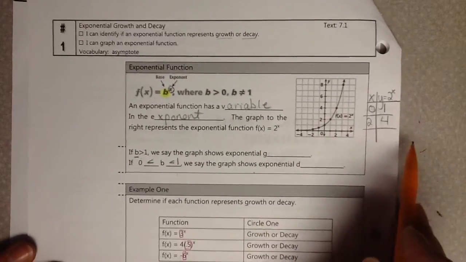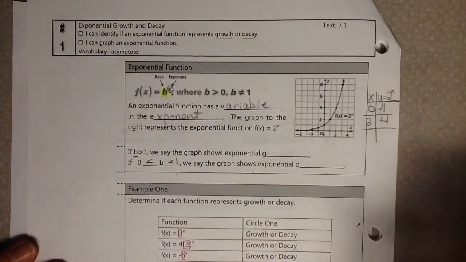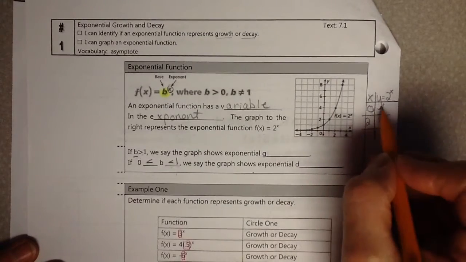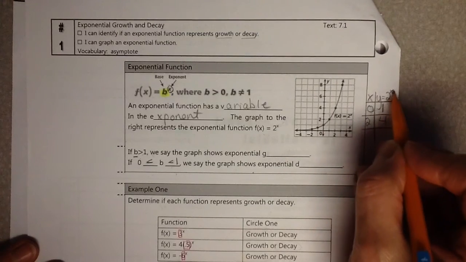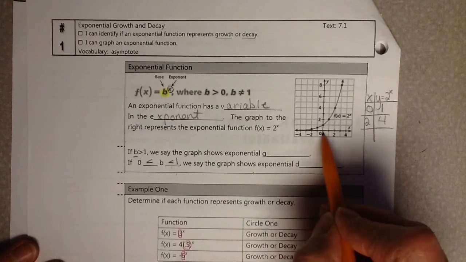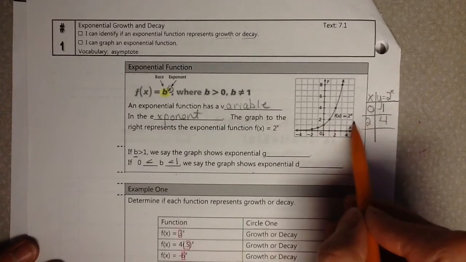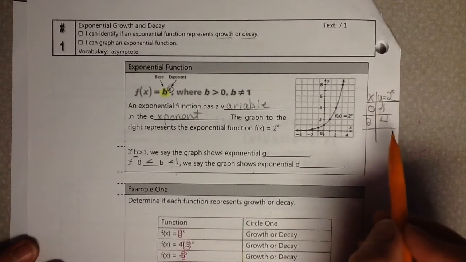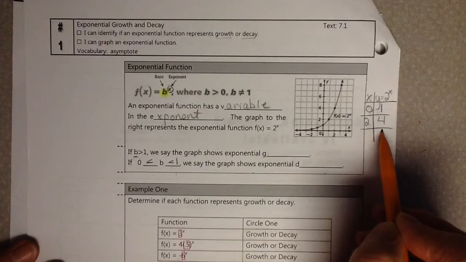So I just made a little table off to the side here so we can see what's going on. If I have x is 0, I put a 0 in here. So 2 to the 0, anything to the 0 power is 1. So when I graph that, it's 0, 1. If I change the x to a 2, that means the exponent changes to a 2. So it would be 2 squared, or 4.